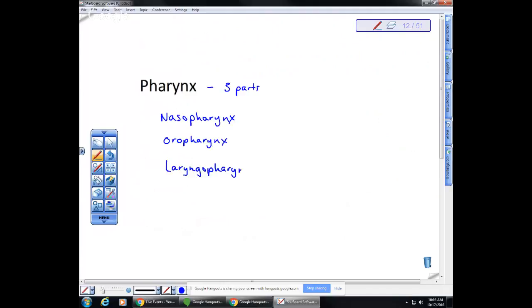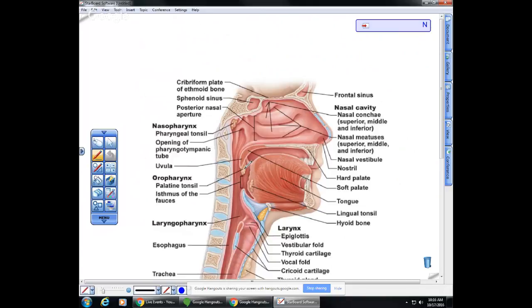So you need to be able to, if I pointed on a diagram, or we looked at these actually in lab on the models, right? You need to be able to identify those different regions. So if I point to the area that is right in the back of the oral cavity, that would be the oropharynx. And we talked about how in the oropharynx we have the palatine tonsil, which are the tonsils that we normally think of, right?